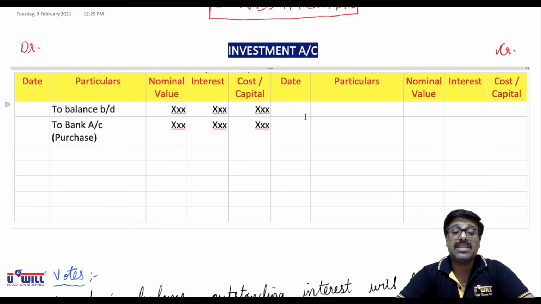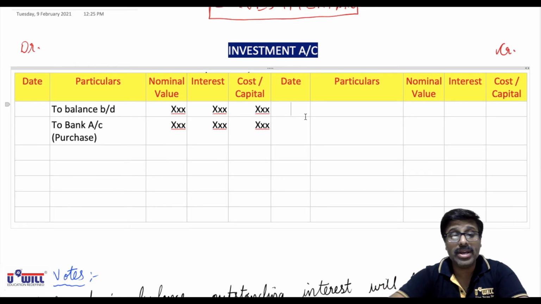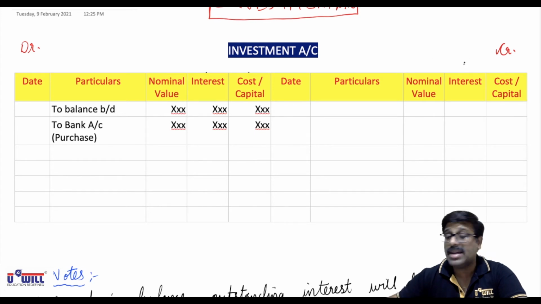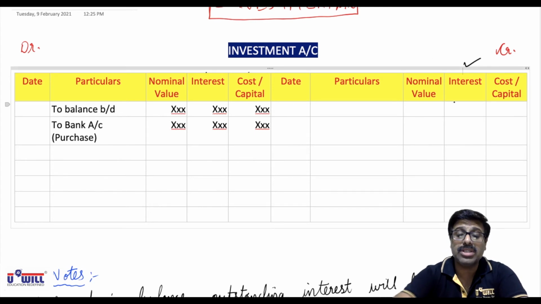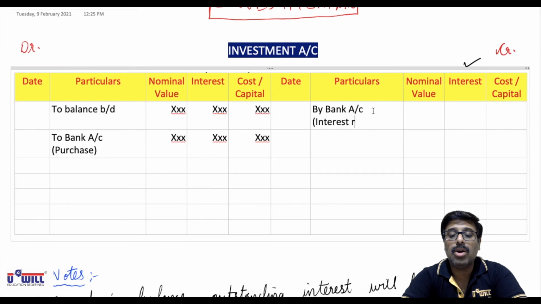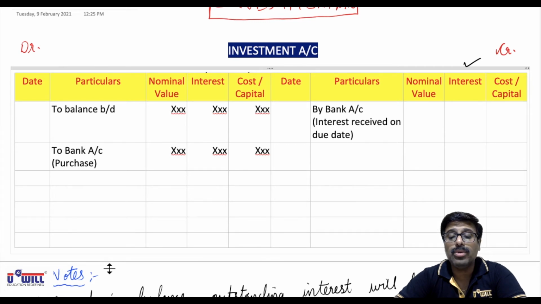What entry is to be passed when the investment receives interest on the due date? Bank is the receiver, debit the receiver, bank account debit, interest is an income, credit all incomes and gains to interest account. To interest account means in this interest column, on credit side, we will record the opposite account by bank account. This is for interest received on due date.